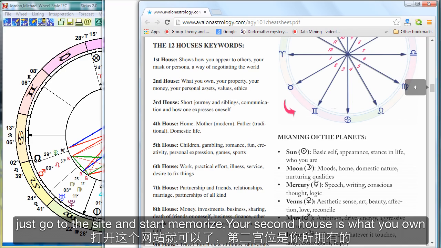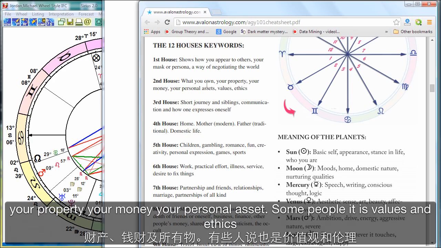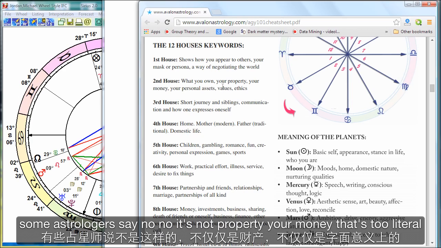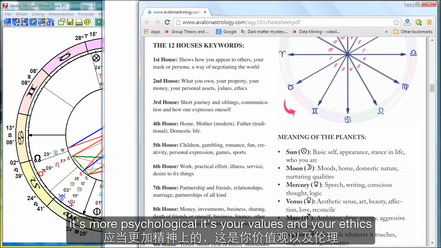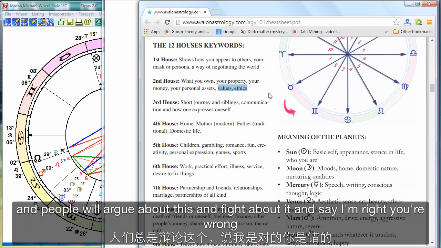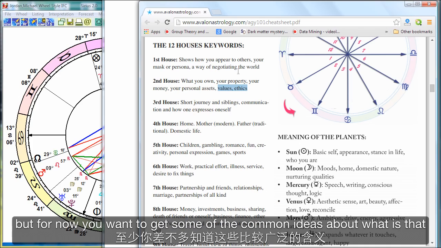Second house is what you own, your property, your money, your personal assets. Some people say it's values and ethics. Some astrologers will say, no, it's not your property and your money. That's too literal. It's more psychological. It's your values and your ethics. And people will argue about this and fight about it and say, I'm right, you're wrong.